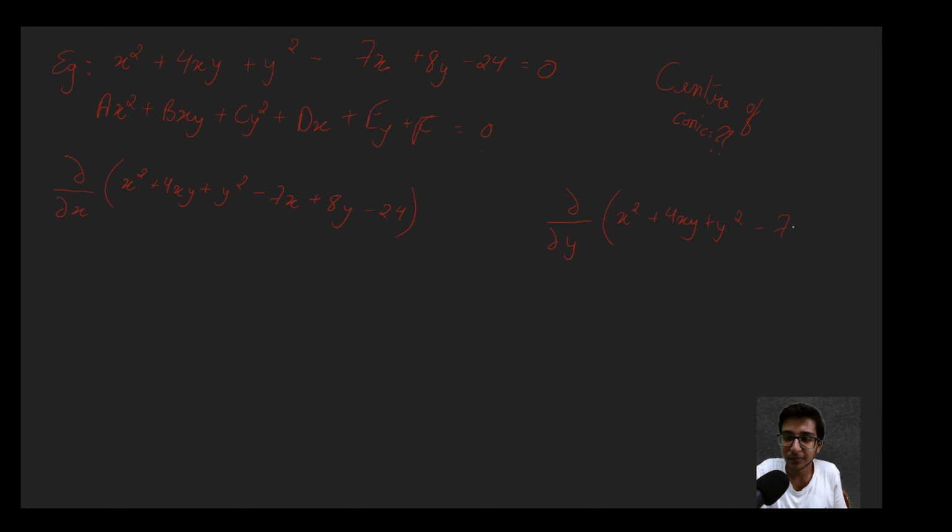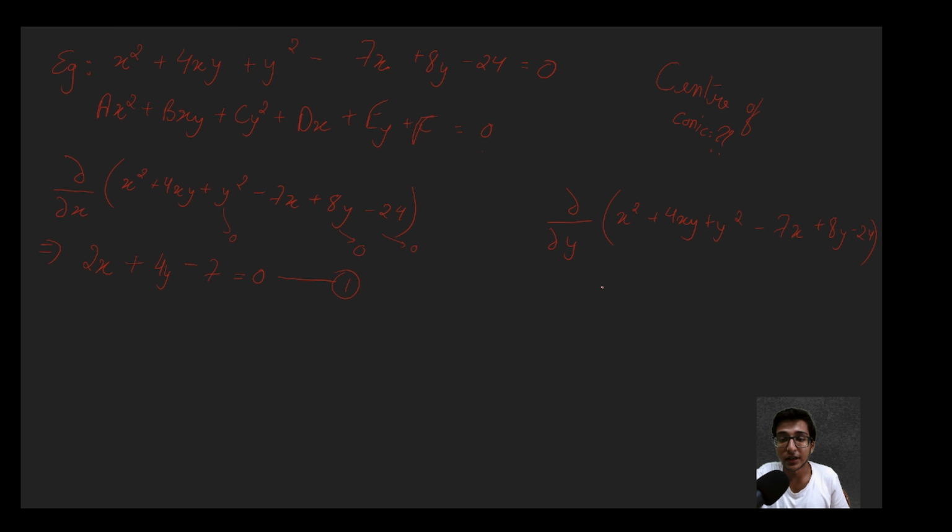Plus y square. So again let us try to partially differentiate this. X square, this would become 2x, 4xy. Now y is a constant here, 4 is a constant here, so this would become 4y. Y square, there is no x term here, so this becomes a constant, so this goes to 0. Minus 7 is a constant here, so minus 7 comes as it is. There is no x term here, 0. So we've got our first equation, we equate this to 0.